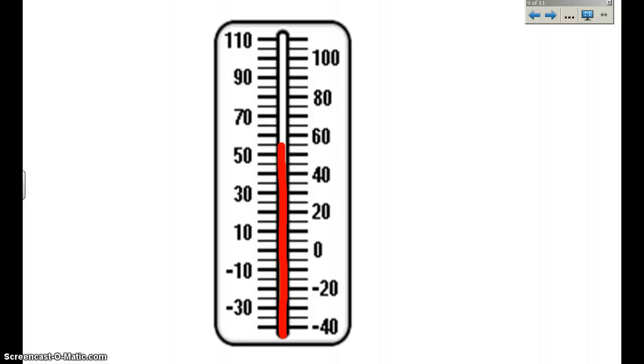So what I want to do right now is I need to find where the end of my red mark is on my thermometer, and I'm going to draw a line straight across. And let's count. That's 50, 55. So this thermometer reads 55 degrees. And this thermometer doesn't say whether it's Celsius or Fahrenheit. Okay, let's take a look at another thermometer.